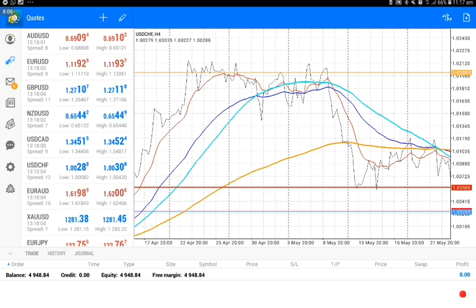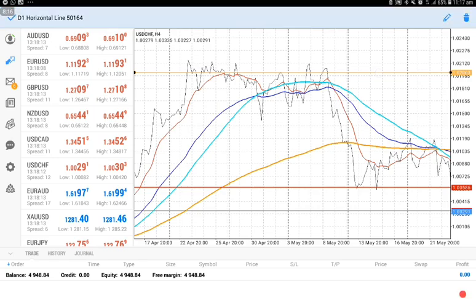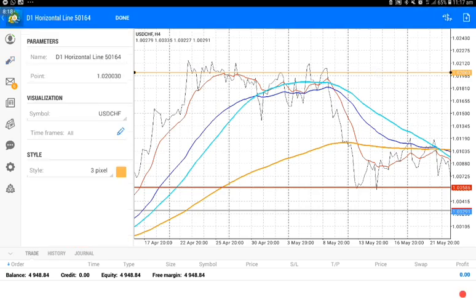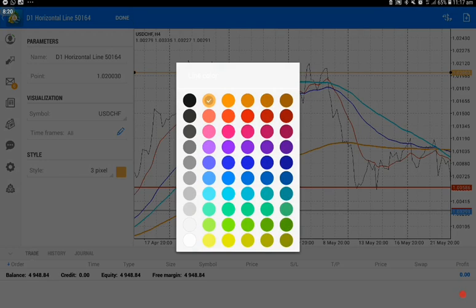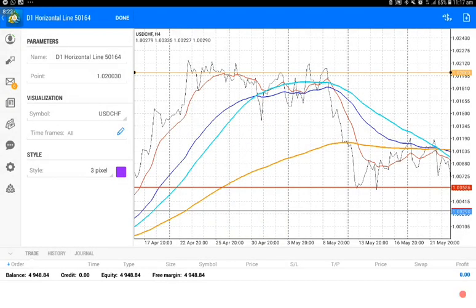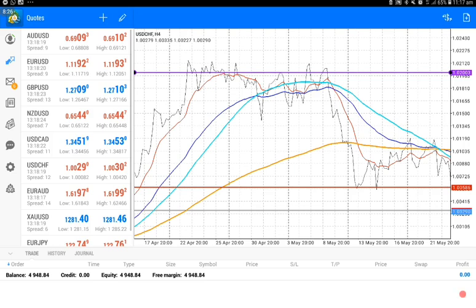Okay, so one thing I would usually do if I was working on a system is just to change this one that has reflected on 2 time frames to a completely different color, so that I will be able to differentiate it. So usually I will change this to purple and increase the thickness a little so that I know that that one is representing 2 time frames, both daily and 4 hours.